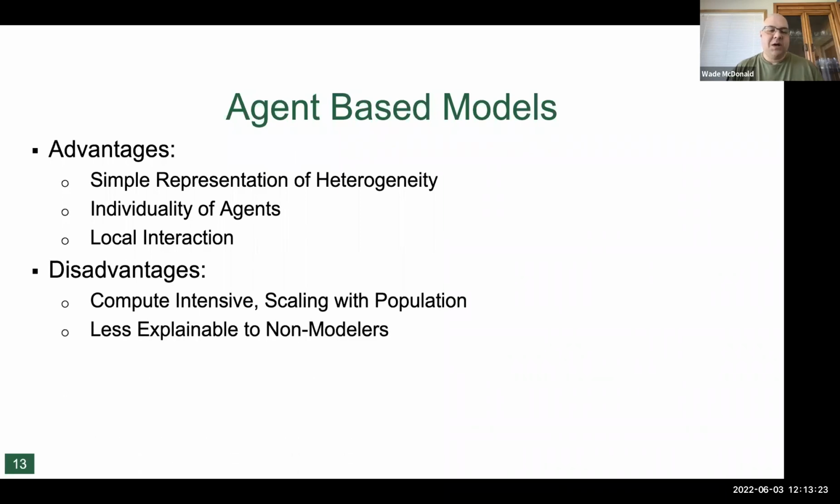Disadvantages of agent-based modeling is it's very compute intensive, and this scales often superlinearly with population of agents. And it's also less explainable to non-modelers. Current simulation modeling packages require a lot of programming understanding, and while they do use some diagramming languages, they're still more difficult to explain to non-modelers than, for example, ODE models using the system dynamics abstraction.